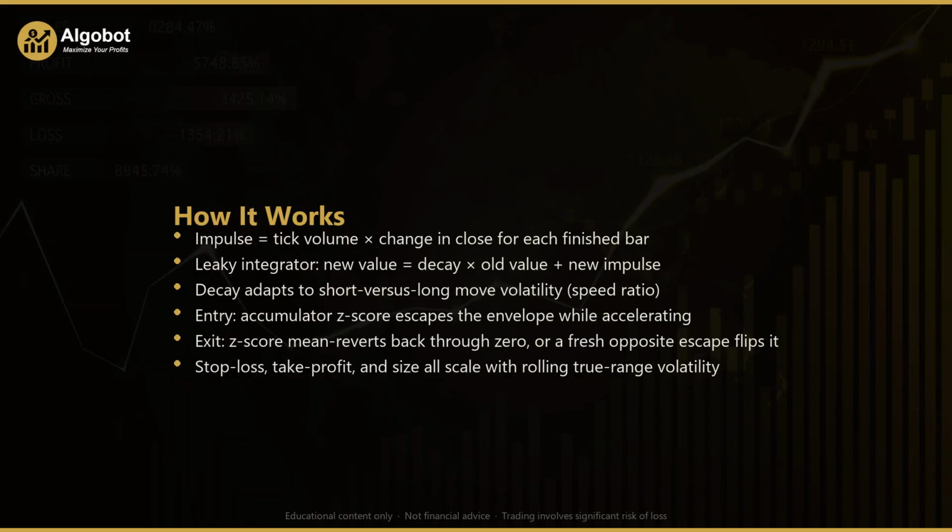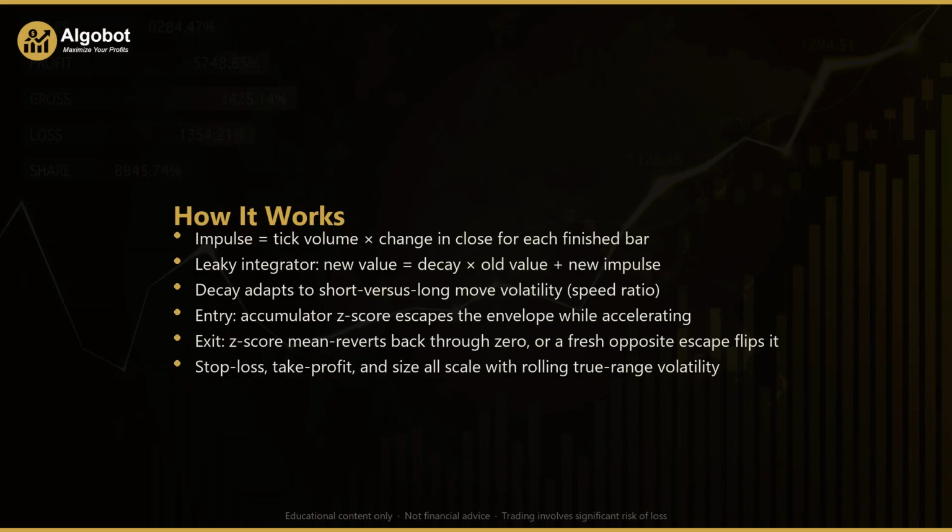Once the accumulator is updated, the strategy measures how extreme it currently is. It takes a rolling average and standard deviation of the accumulator over the Z window, 60 bars by default, and converts the latest value into a Z-score. It also checks acceleration, meaning whether the accumulator is still increasing in magnitude compared to the previous bar.